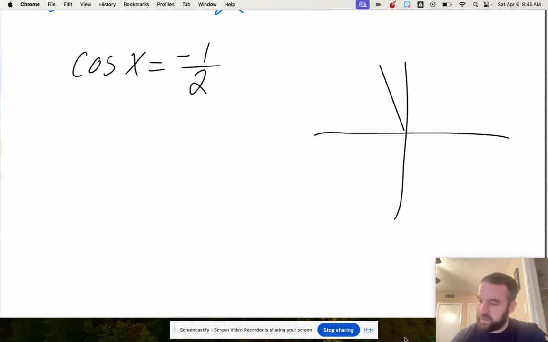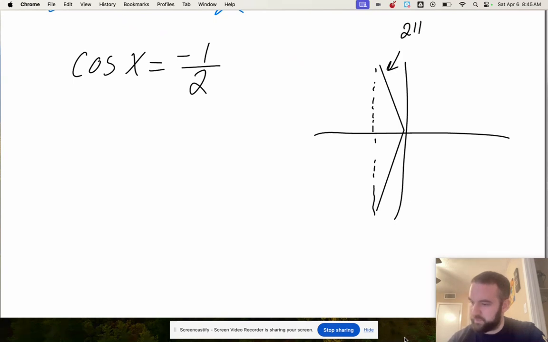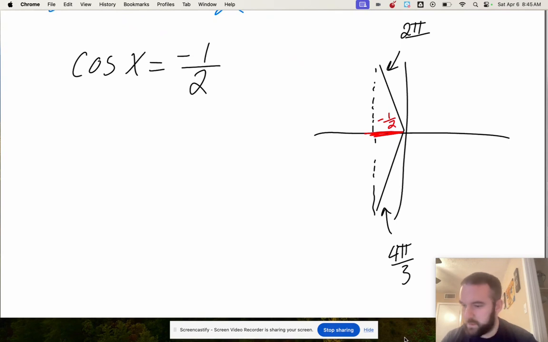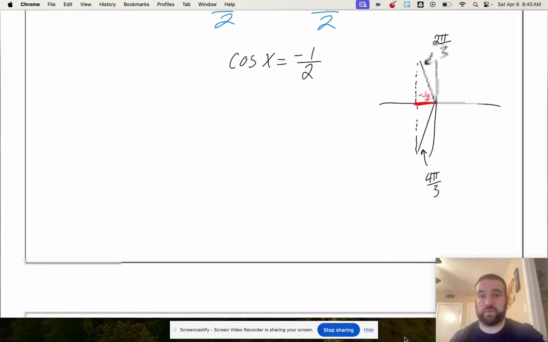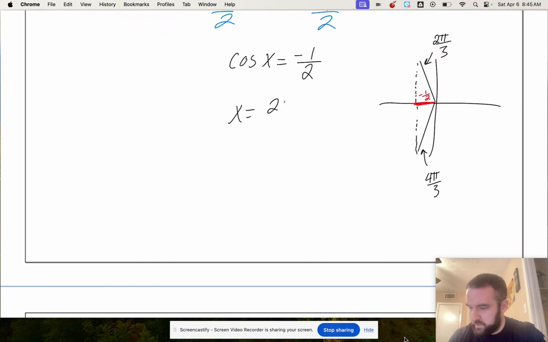Cosine being -1/2, I'm looking at a 60-degree reference angle in quadrants 2 or 3. And these angles are 2 pi over 3 and 4 pi over 3, because both of those have a horizontal leg of -1/2. It's 2 pi over 3, not 2 pi over 2. So there are my two solutions: x is 2 pi over 3, and x is 4 pi over 3.